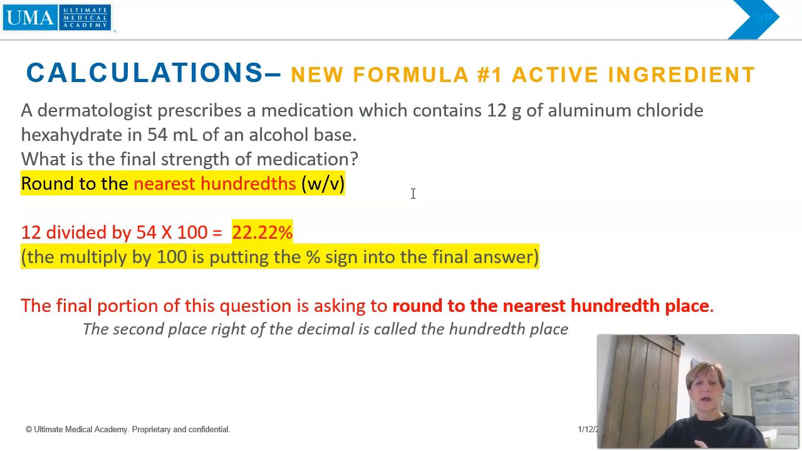When we do that, you're going to be doing 12 divided by 54 times 100, and it gives you 22.22. Now remember the nearest hundredth place, which is 2 places right of the decimal, and don't forget to add that percent sign. All right, so you're with me? Let's do another one here.